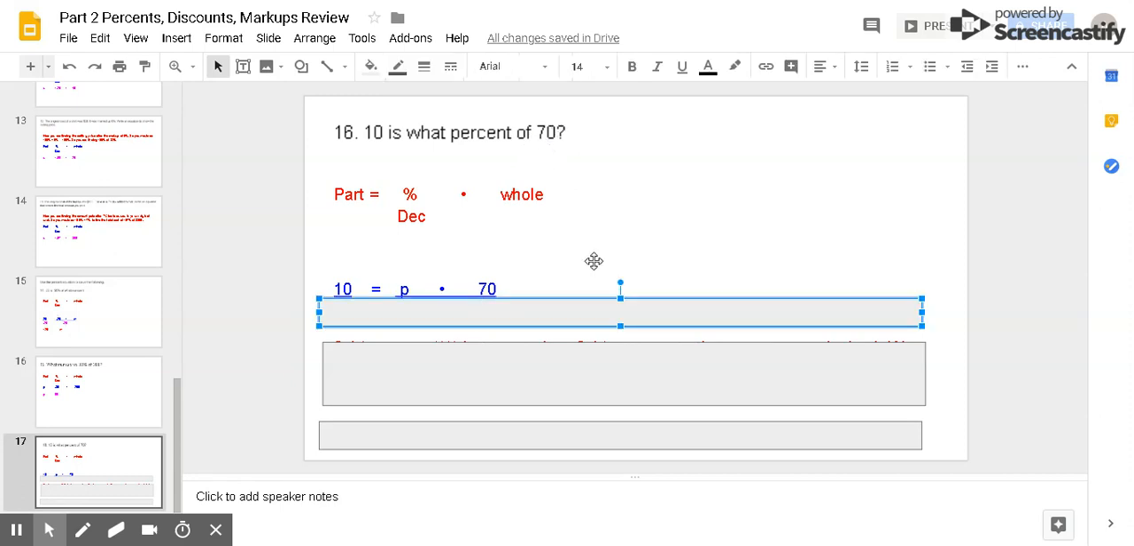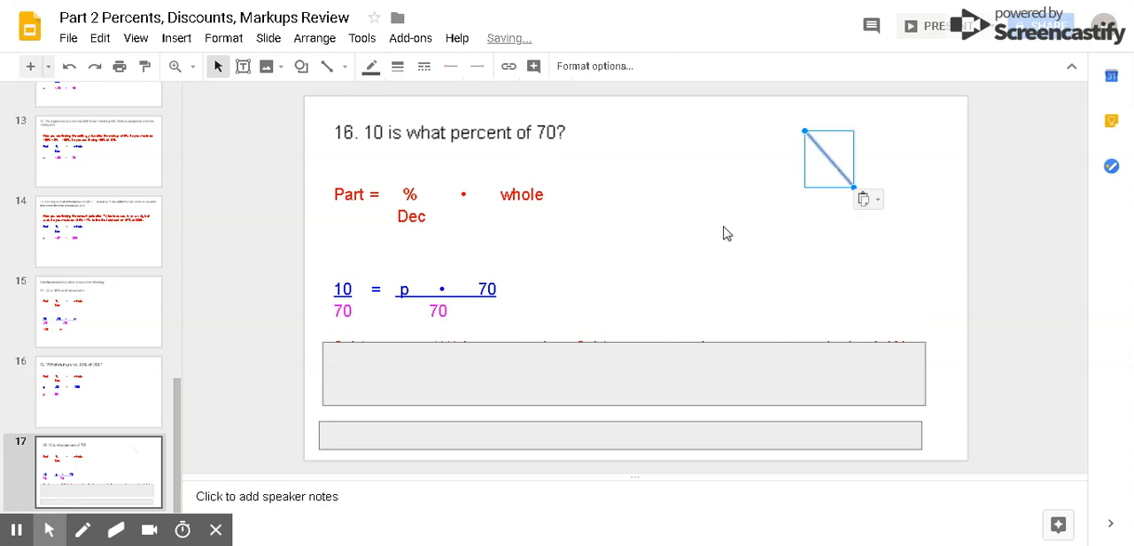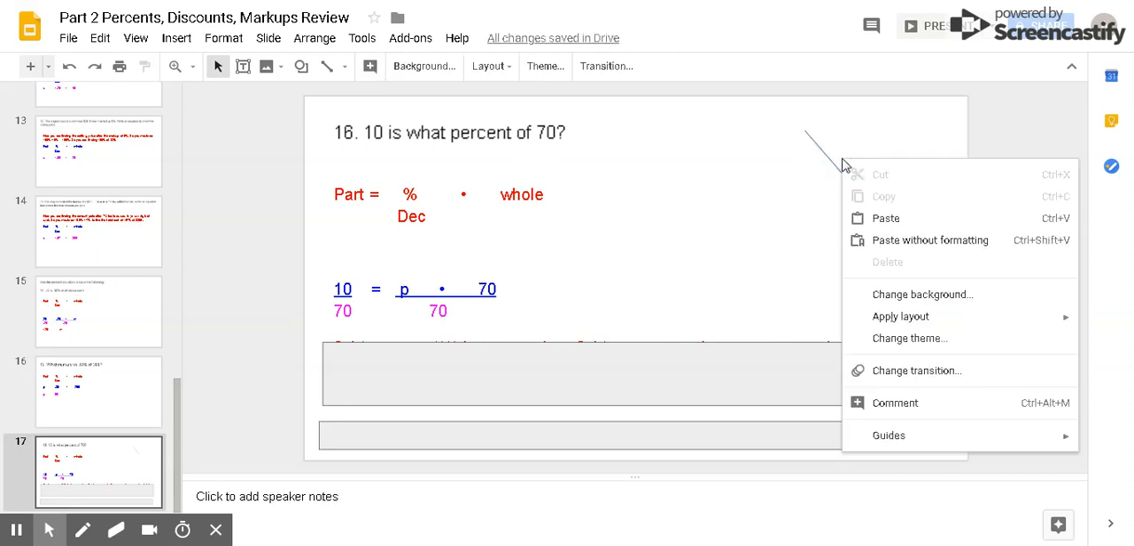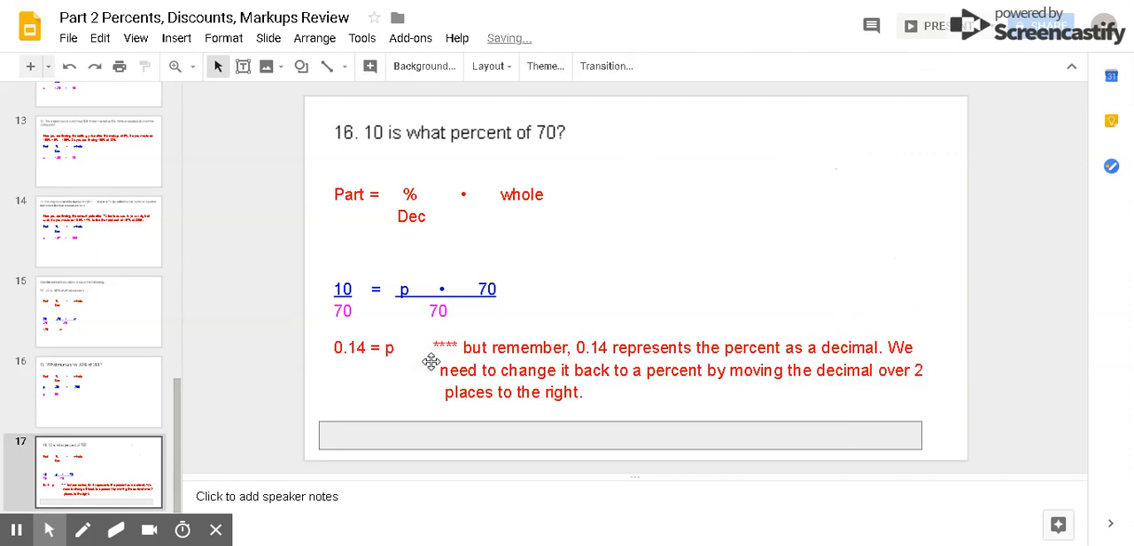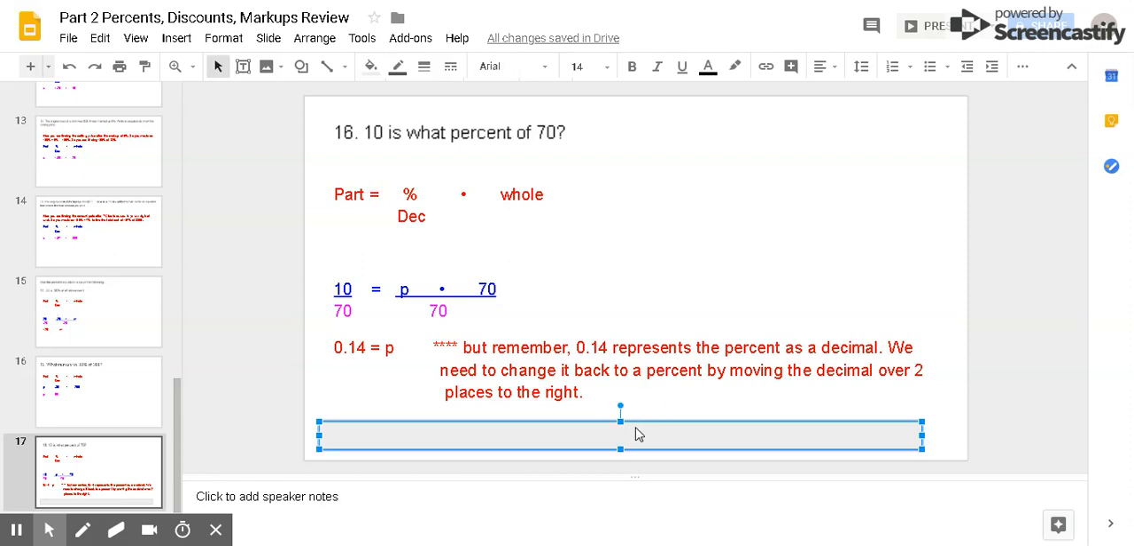At this point, divide both sides by 70, and when you do that, the 70s cancel out on the right, and you are left with 0.14 is equal to P. But the tricky part with this question is that 0.14 represents the percent as a decimal. Your job is to change it back to a percent. So you need to move it 2 places over to the right.